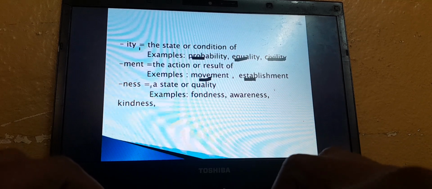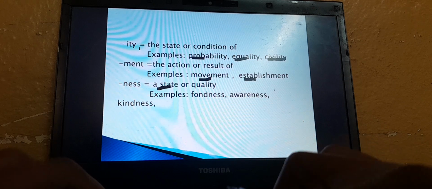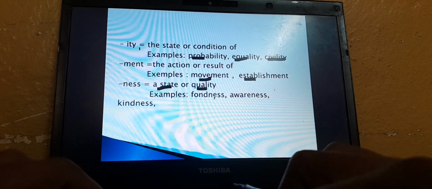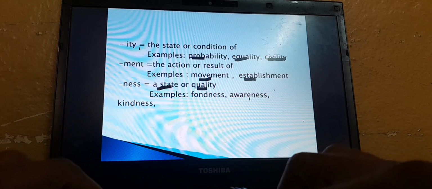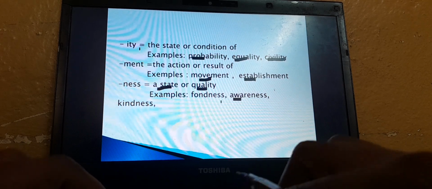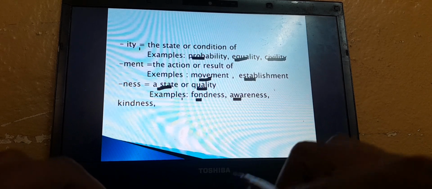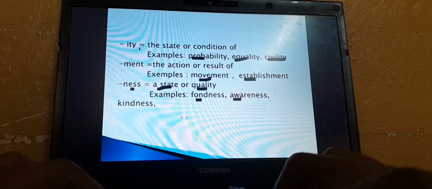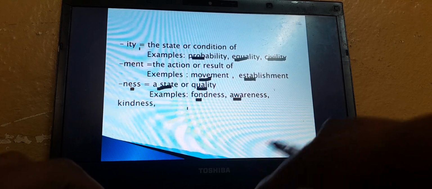And ness: its meaning is a state or quality. Examples: fondness, awareness, kindness. So these are nouns that have been formed by using the suffix ness.